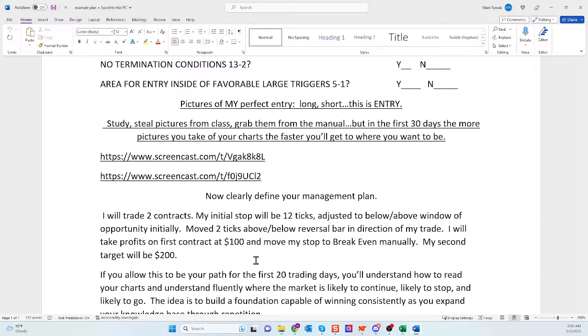Trade 2 contracts, initial stop will be 12 ticks, adjusted below or above the window of opportunity initially, right? Where the market shouldn't go. Once the market moves in the direction of your trend, move it 2 ticks above or below the reversal bar in that direction. You can take profits at $100 on your first contract, move your stop to break even. You have money in the bank and nothing to lose, and your second contract is $200, guys. In the beginning, from perfect entries, all you're looking for is $300 profit.